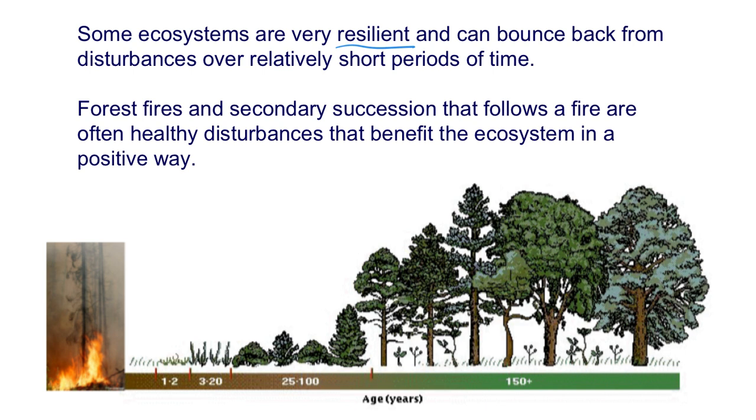Some ecosystems are resilient in the sense that they can bounce back from disturbances over a relatively short period of time. So like a forest fire, sometimes the trees in the forest are adapted to the forest fire. In fact, their seeds won't grow unless they are exposed to a fire. And that keeps the forest ecosystem from going extinct in that region.